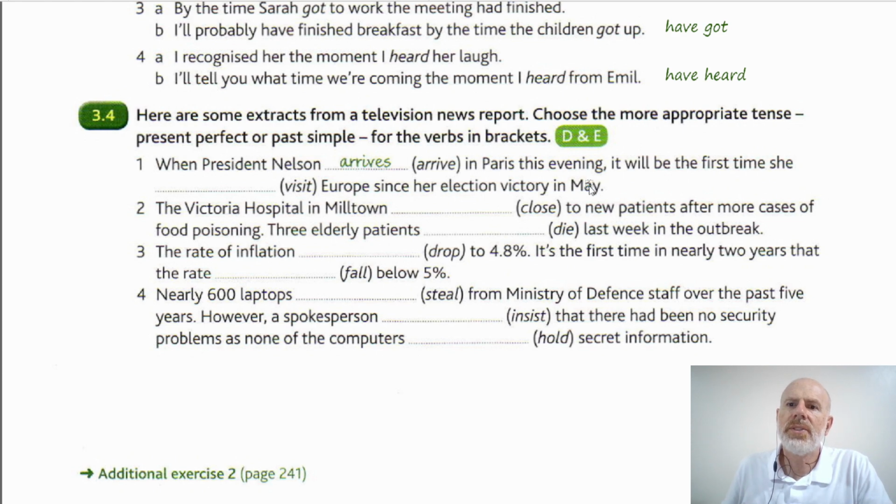It will be the first time she has visited Europe since her election victory in May. Present perfect to talk about the future. Has visited Europe. The Victoria Hospital in Milltown closed to new patients after more cases of food poisoning. Ooh, has been closed or has closed, right?